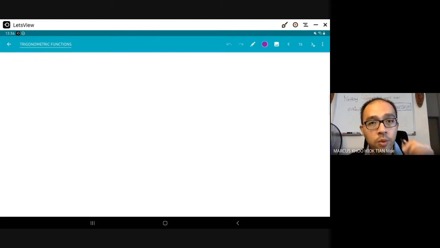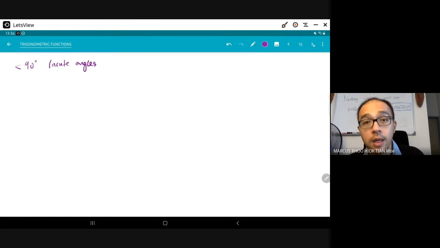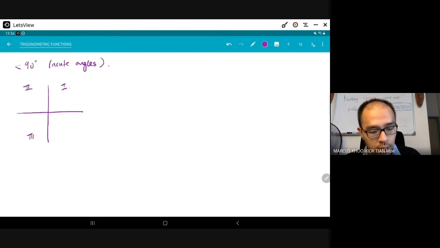Yesterday we were only focused on finding the values of angles that are less than 90 degrees, which are what we call acute angles. So the question that needs to be asked is, in the first lesson we learned that there are 4 quadrants altogether: quadrant 1, quadrant 2, quadrant 3, and quadrant 4. And so far we've been only talking about sine, cos, tangent, cosecant, secant, and cotangent of the first quadrant only.